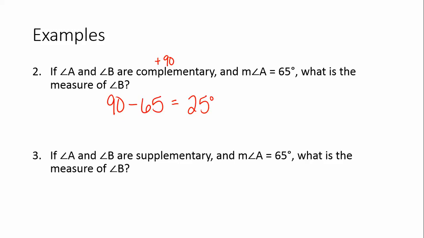Number 3, now we're told that A and B are supplementary, so they add up to 180. Again, the measure of angle A is 65, but now we want the measure of angle B, or the supplement. So we take 180 and subtract 65, and that gives us 115 degrees. So the measure of angle B is 115 degrees.